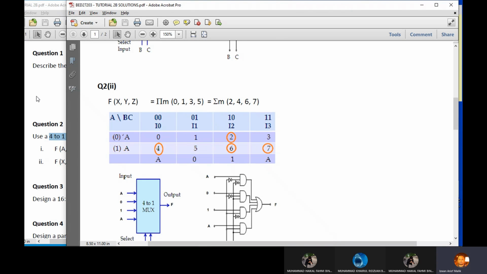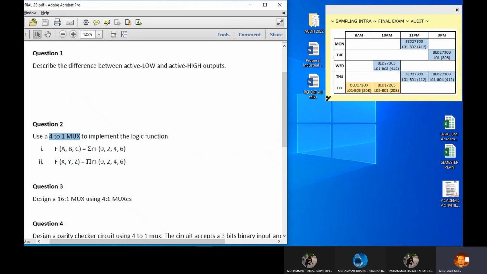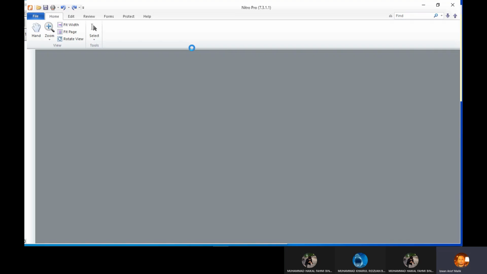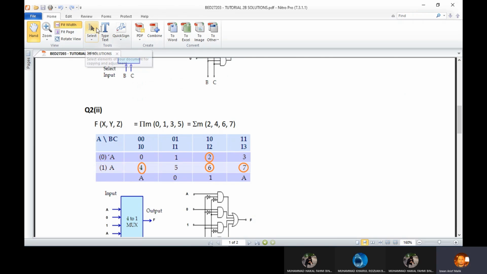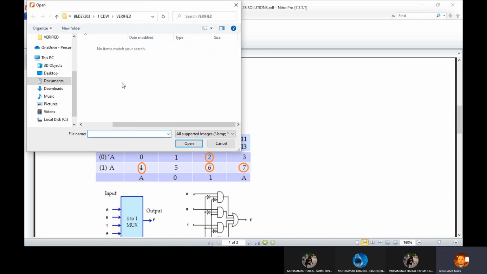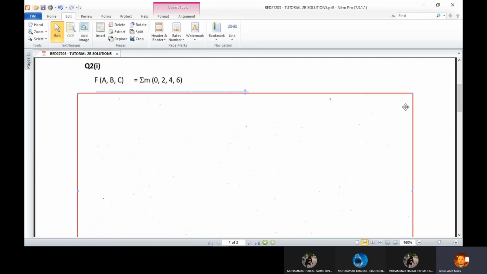Okay, we look into the second one for the function of x, y, and z. Alright, so which is equivalent to sum of, okay, ini dia, sekejap ya. Ada sedikit typo di situ. Okay, this is supposed to be capital M lah sebab dia max term. Itu beza dia lah, max term dengan min term.